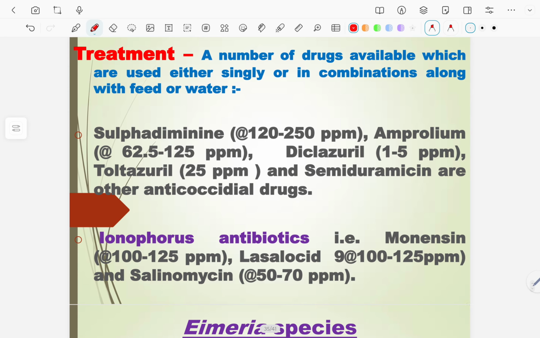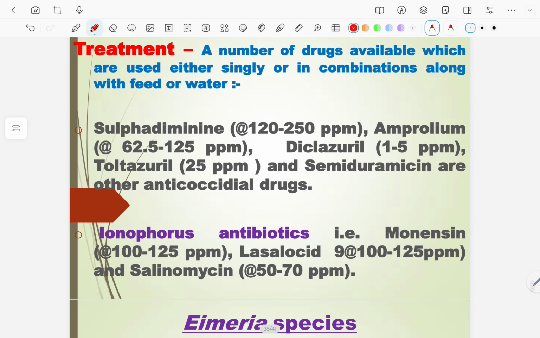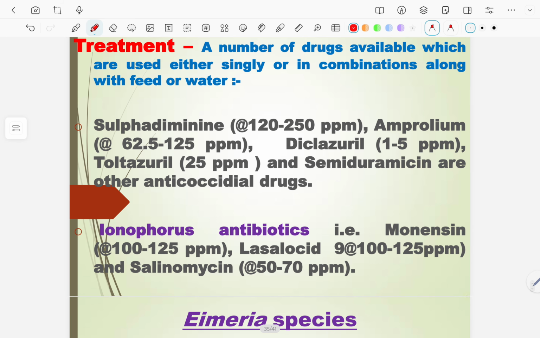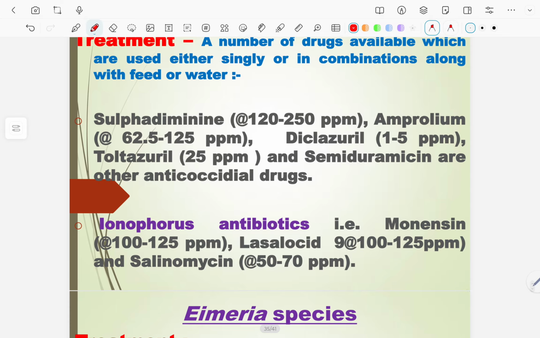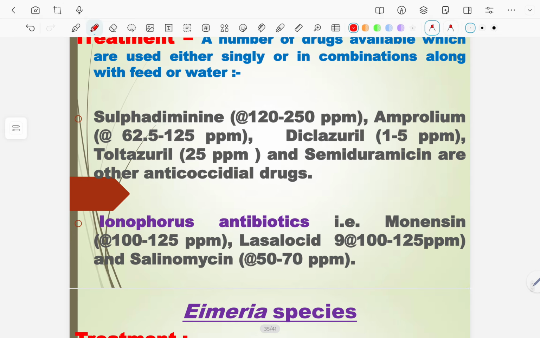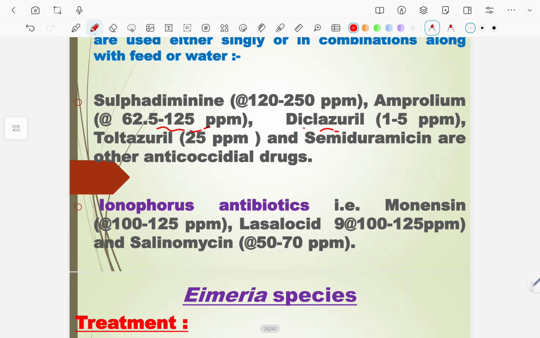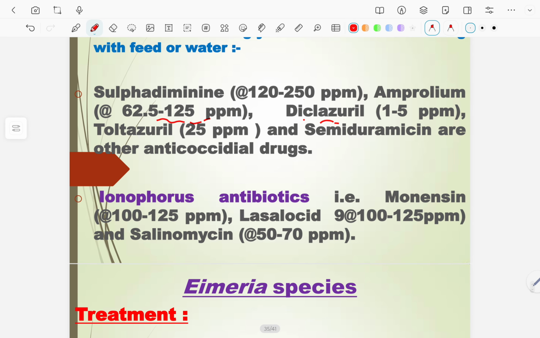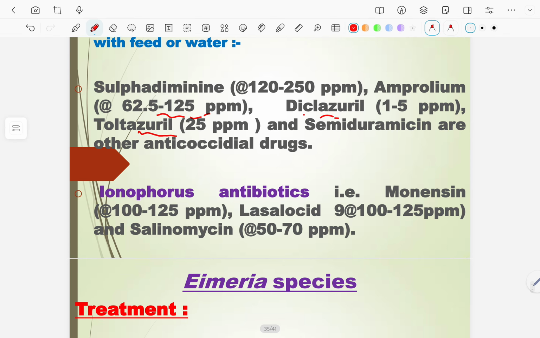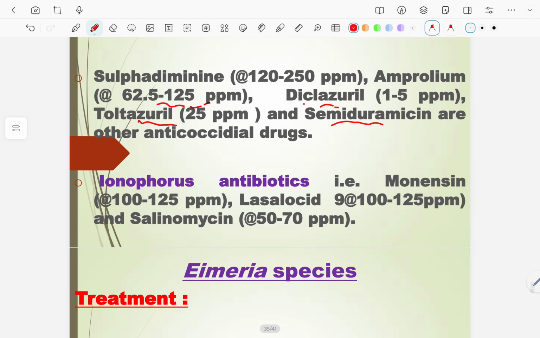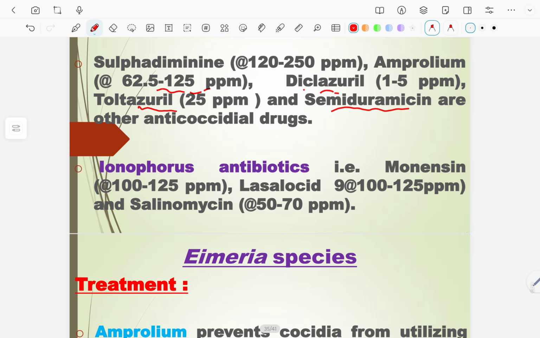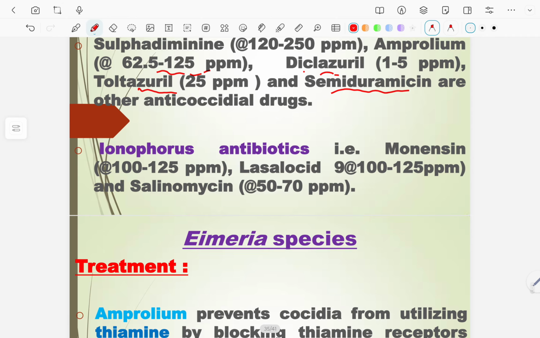Sulfadiamine 120 to 250 ppm, amprolium 60 to 125 ppm, diclazuril 1 to 5 ppm, toltrazuril 25 ppm, and semduramicin are other anticoccidial drugs.